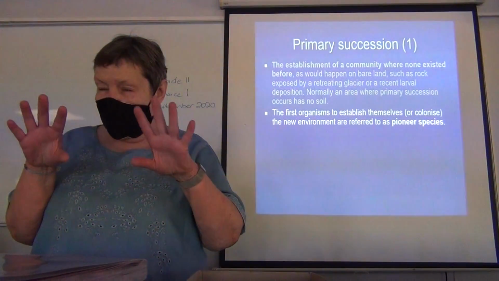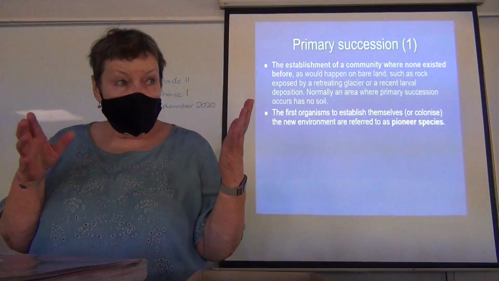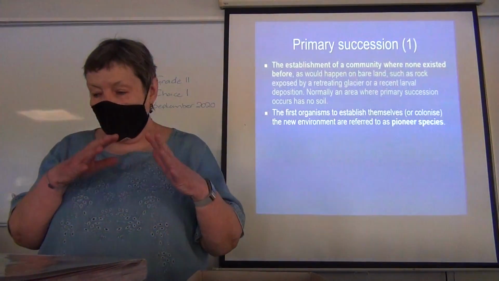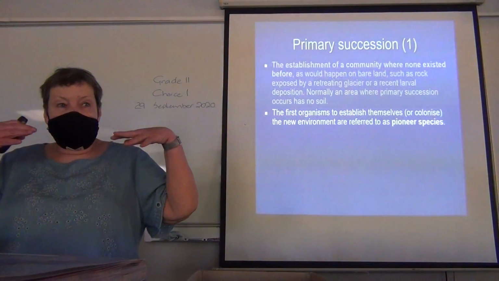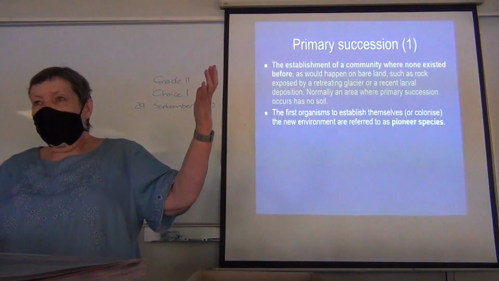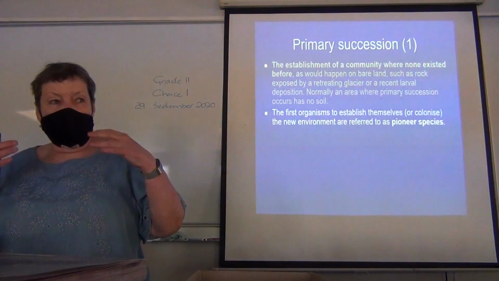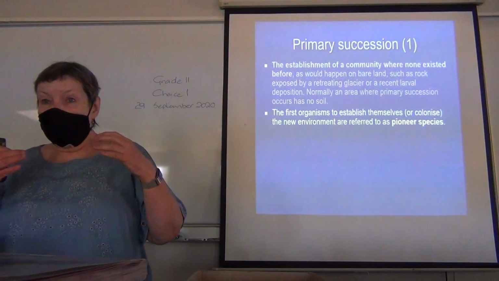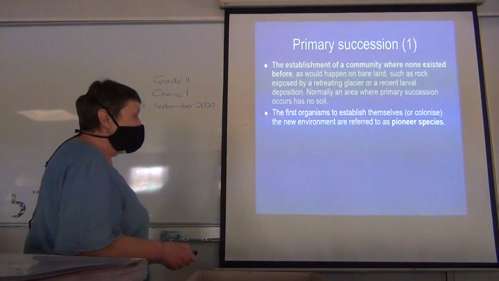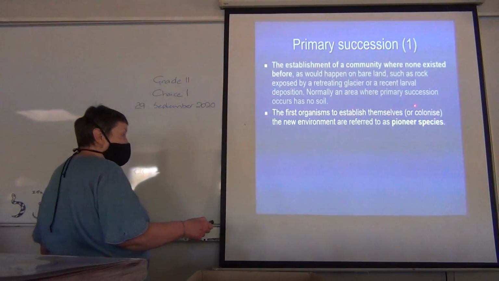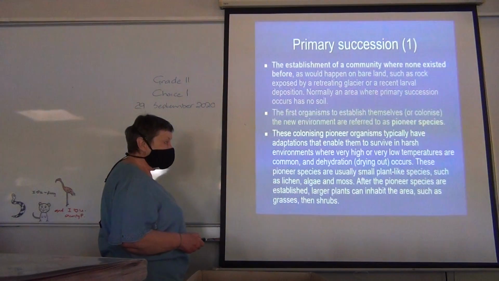Their roots are not very deep, and there's very little water there, because there's no soil to hold the water, and there's nothing to shelter them from the wind, Joshua, and there's nothing to shelter them from the rain, if it rains, etc. So life is hard. They're very, very exposed, and these initial ones that colonize the new environment are called pioneer species.